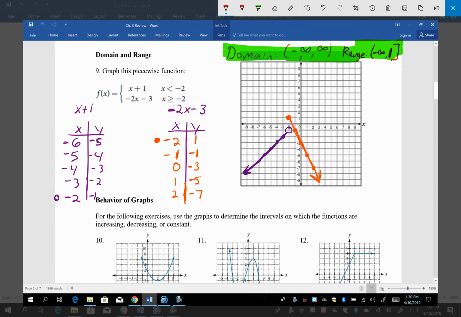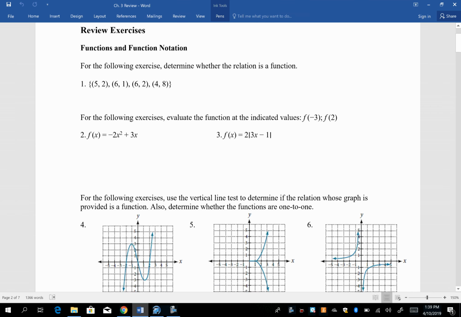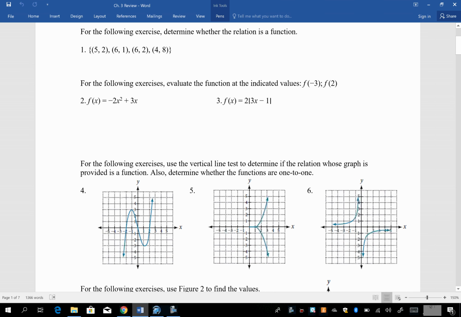Everybody good on 9? All right. Yeah, Pablo, for number 1. Excellent. So we're going back to number 1. We do number 3 after doing number 1. Absolutely.